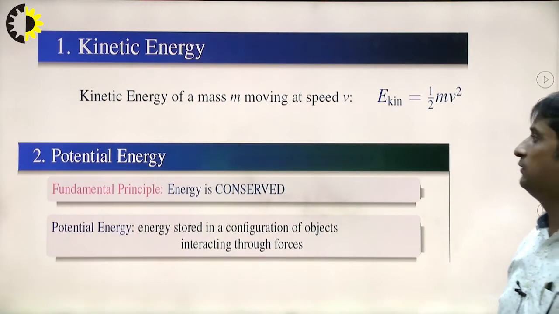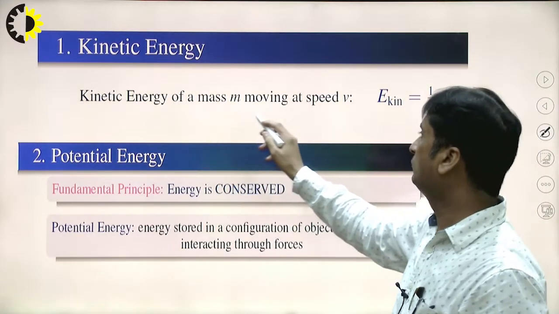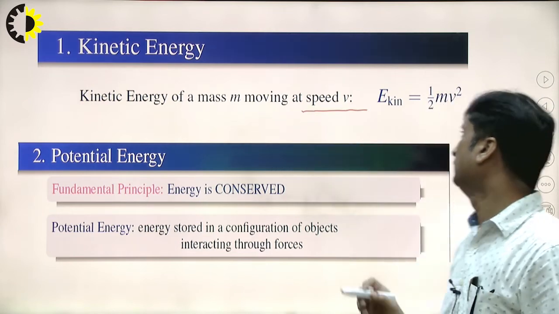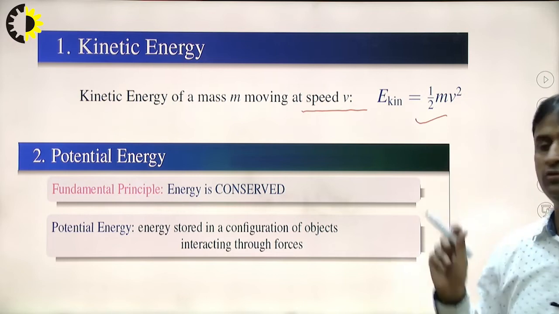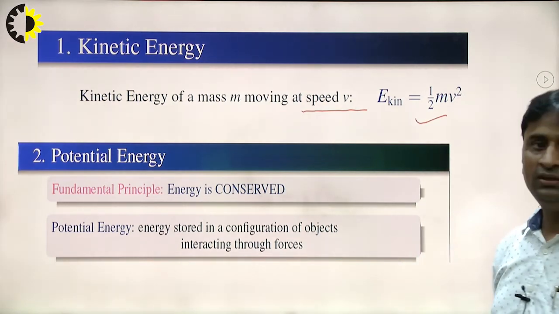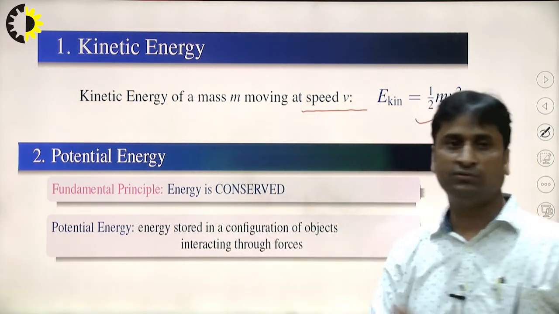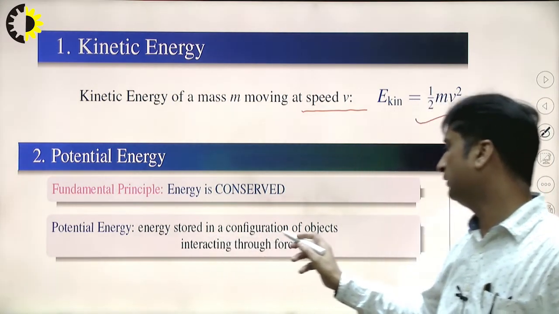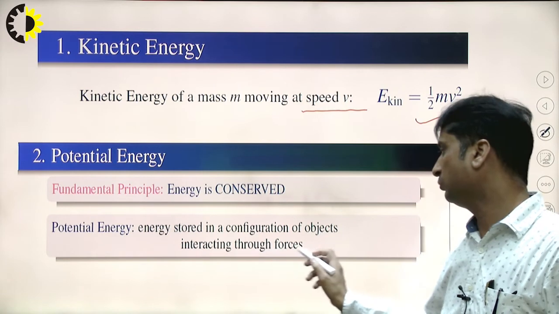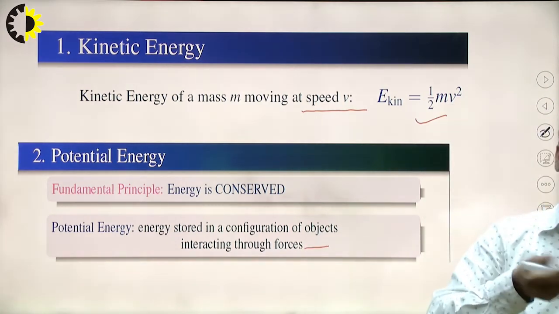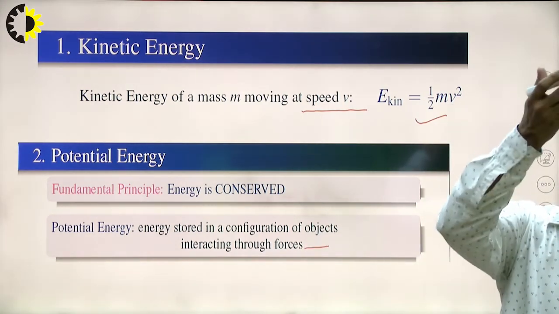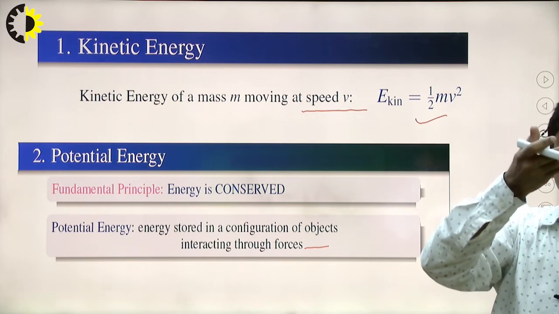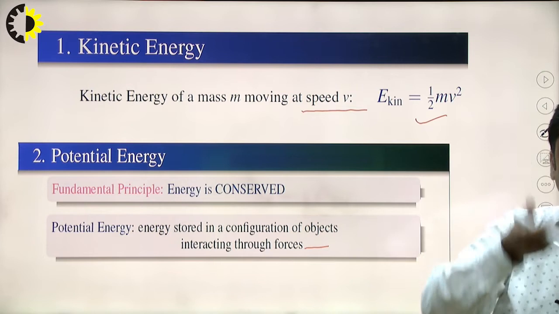Kinetic energy is, when a body of mass m is moving at speed v, given by this well-known expression. Similarly, potential energy is the energy stored in the configuration of an object interacting through forces. Whenever an object of some mass is at a certain height h, it stores some energy, mgh. We call it potential energy.